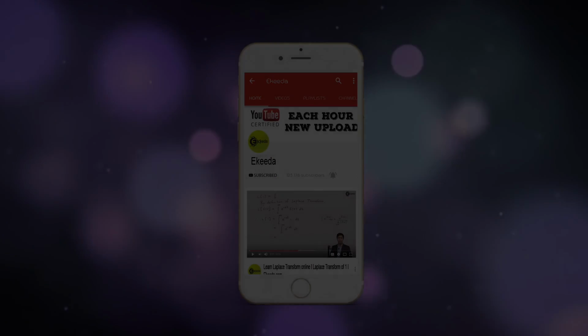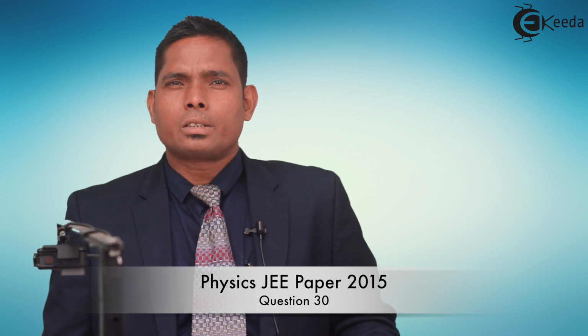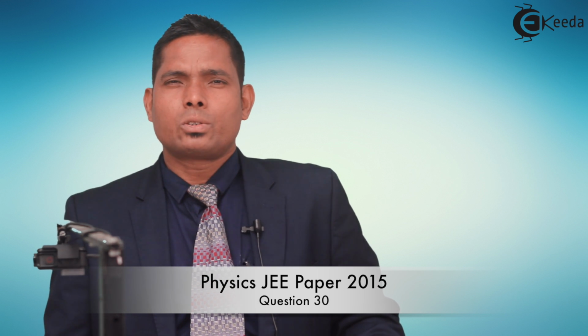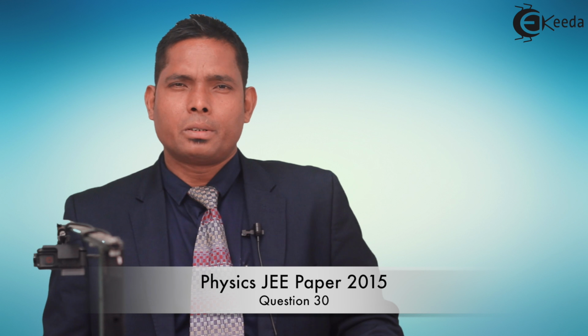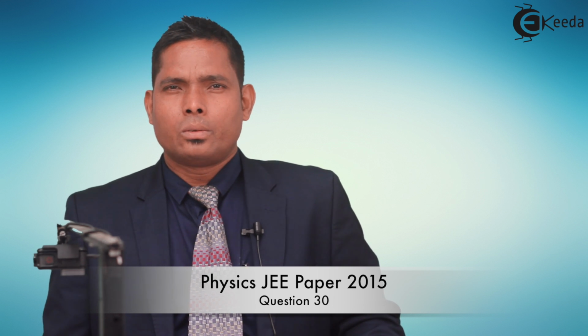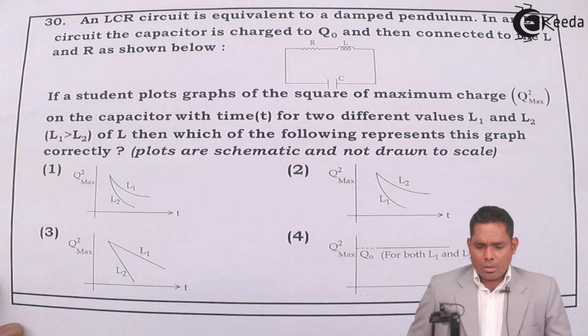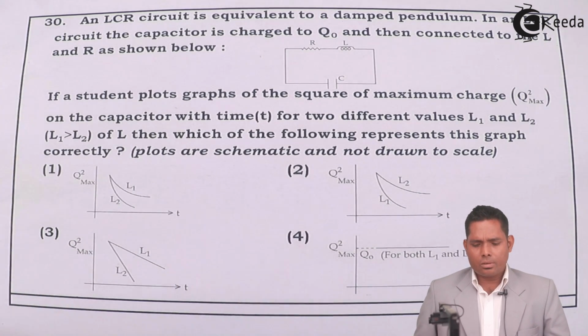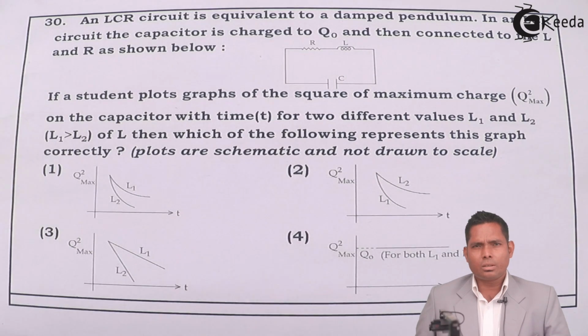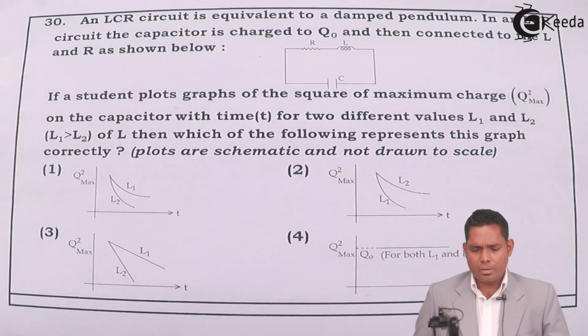Hello students, today we will discuss the JEE Mains 2015 physics paper. Now we will discuss all the questions one by one. Okay, let us start. Students, let us solve the last question, question number 30.